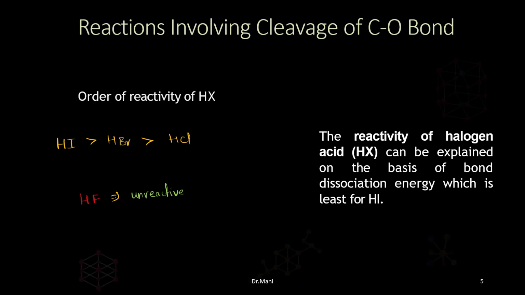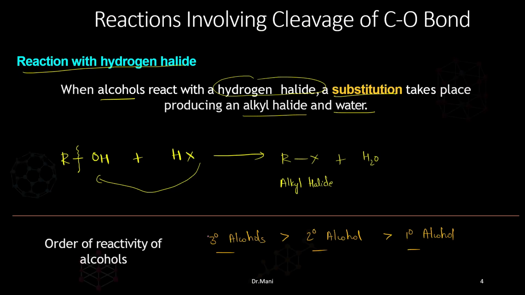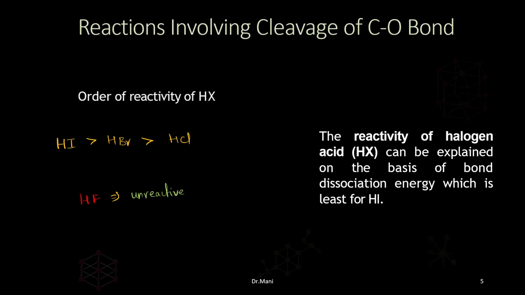Understood? So if you see the carbon, tertiary alcohols are greater than secondary alcohols, greater than primary alcohols. If you see the halides, hydrogen iodide is more reactive than hydrogen bromide, than hydrogen chloride.